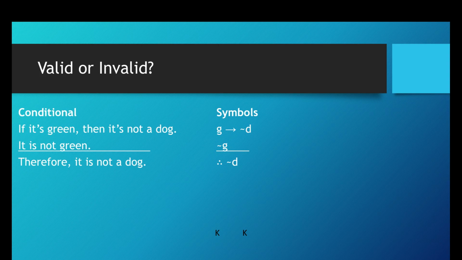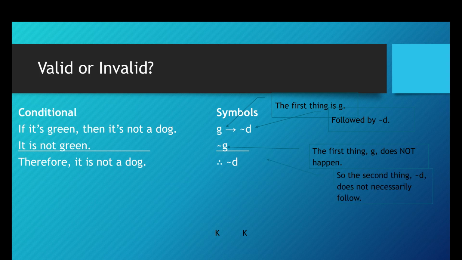So here goes the answer. First thing's G, followed by not D. G does not happen. So the second thing, not D, does not necessarily follow. No. This is not a valid argument. It does not follow the correct order. It would have to be G here, not G. That doesn't work. And let's look at the picture. So if you didn't try the picture yet, try the picture now.